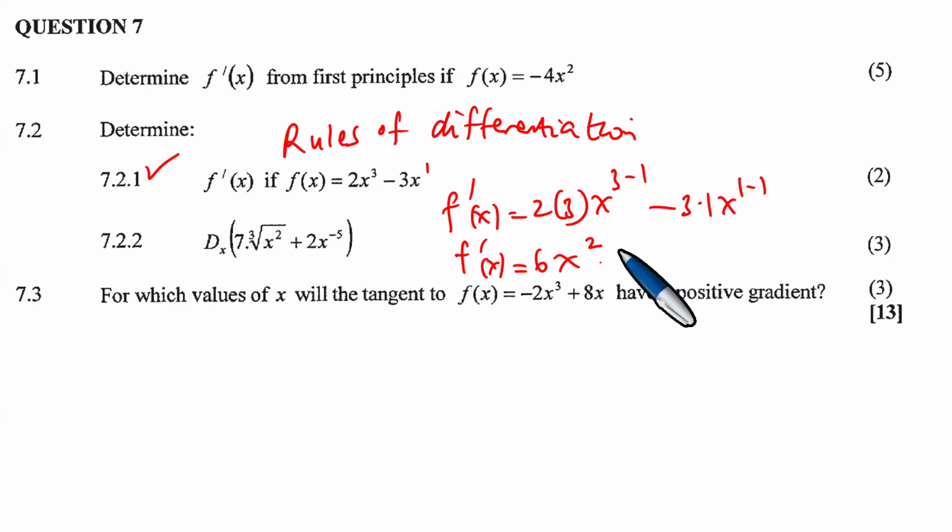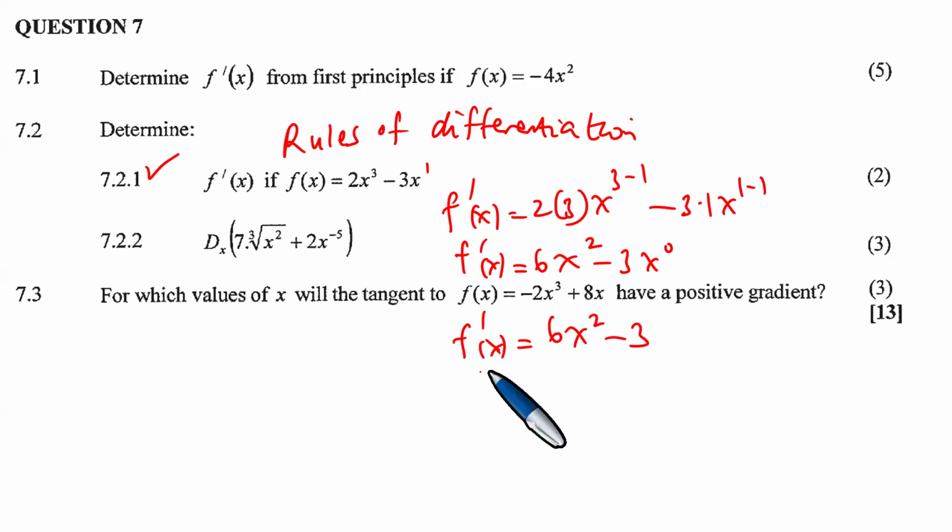You always subtract 1. This is minus 3, and this is x to the power 0. f prime of x is 6x squared minus 3. 6x squared minus 3, and that is exactly the answer to the question. So we proceed now to solve the next problem.